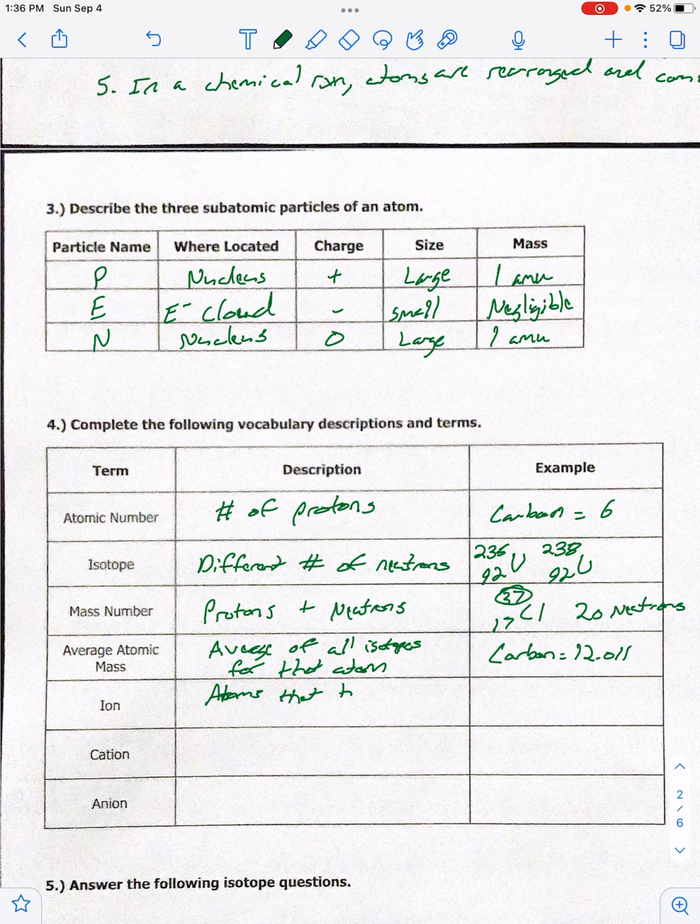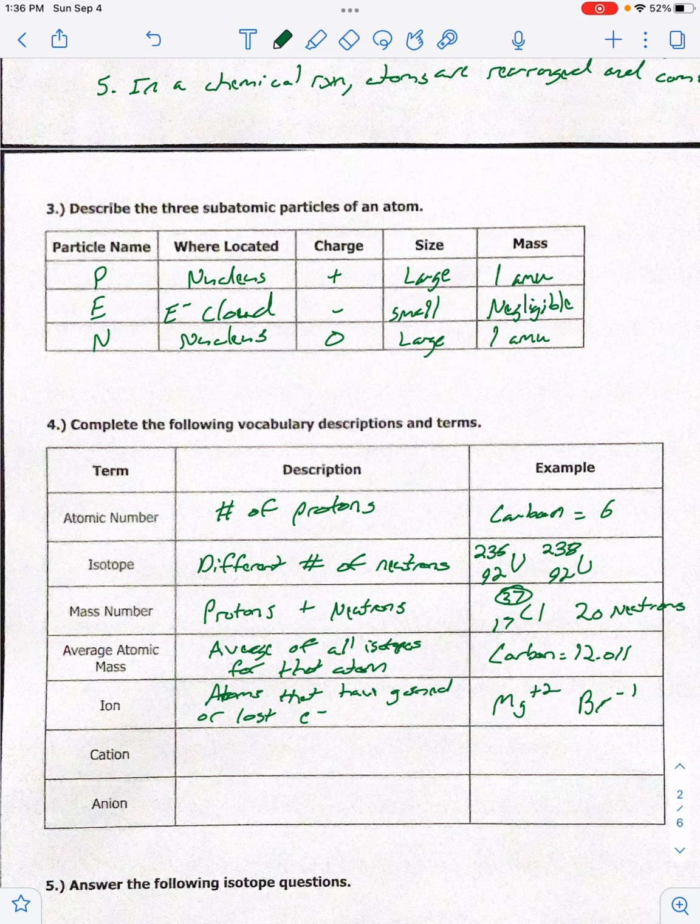Atoms that have gained or lost electrons. It means you have a charge. That means you lost some negatives or you gained some negatives, and now you have an imbalance in charge. So what I mean by that is you see a charge like this, like Mg with a +2, or bromine with a -1. That's what we mean by an ion.